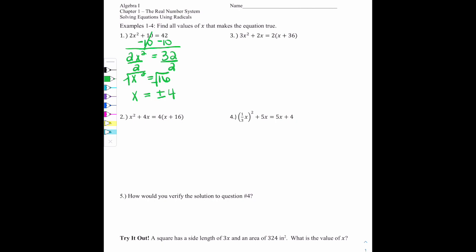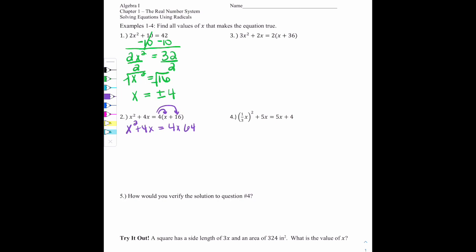Okay, let's look at number 2 underneath. Number 2 says x squared plus 4x equals 4 times x plus 16. Think back to what we've learned about solving equations when x was not squared. You must simplify your equation as much as possible before you start solving. So I would consider doing the distributive property on this side as part of my simplifying. So I end up with x squared plus 4x equals 4 times x is 4x, 4 times 16 is 64. Now it's as simplified as it's going to get, and I need to start solving.